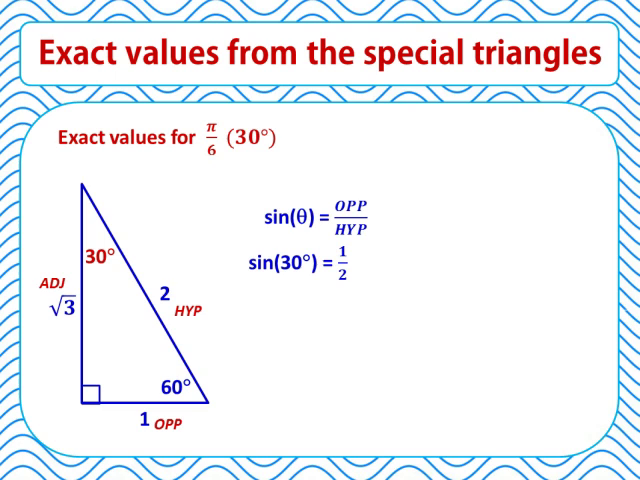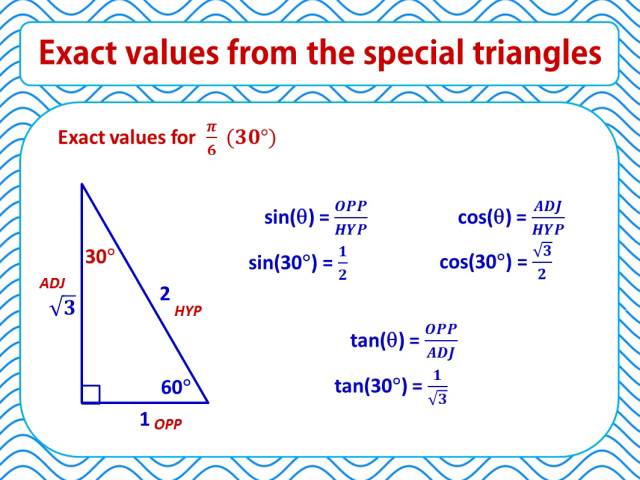So now, as I said, it's simply SOHCAHTOA. So sine of theta we know is equal to opposite over hypotenuse, which means in this particular triangle, sine of 30 degrees is equal to 1 over 2. Similarly, cos of theta is adjacent over hypotenuse, so cos of 30 degrees or cos of pi on 6 radians is root 3 over 2. And tan is equal to opposite over adjacent, so in this particular triangle, tan of 30 degrees is equal to 1 over root 3.